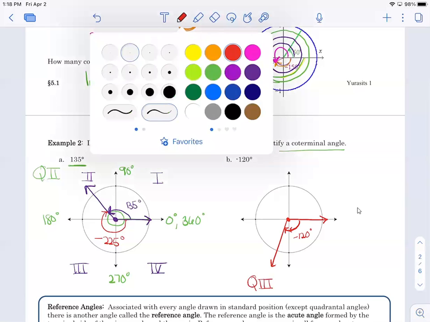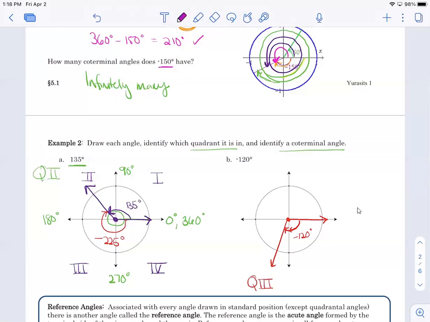And you can keep giving me a negative if you'd like. I'm going to decide to do a positive coterminal. So I'm going to do 360, take away that 120, and I get a positive 240 degrees. So that is the definition of coterminal angles.